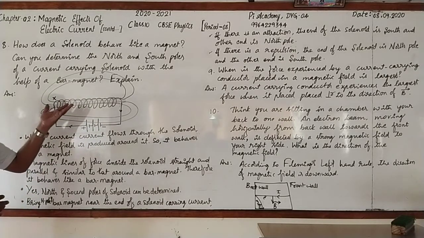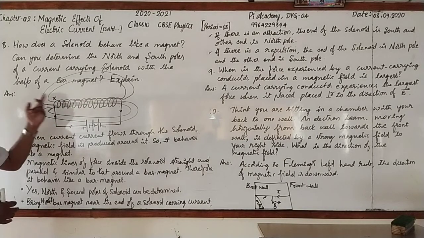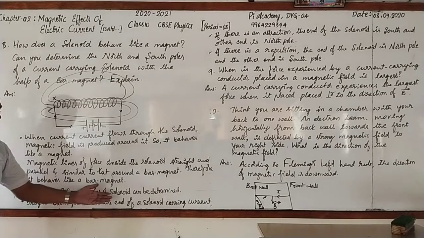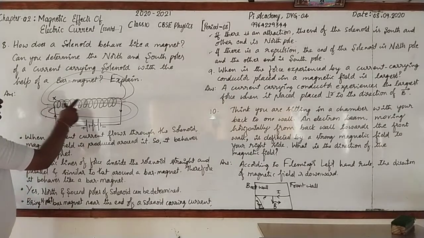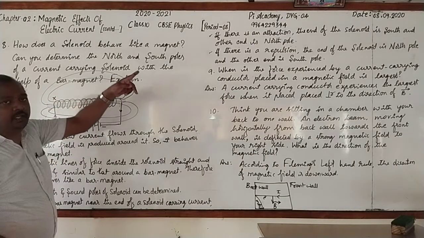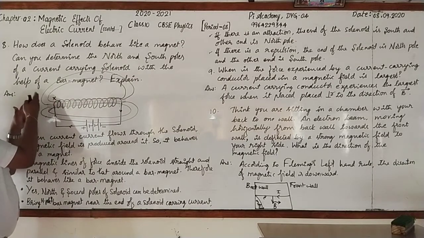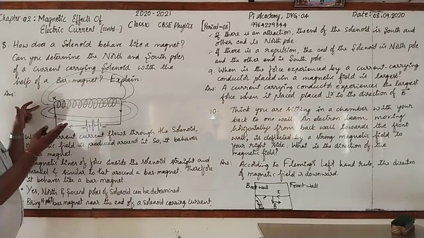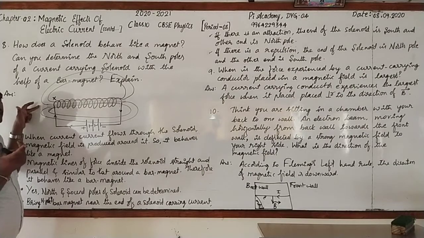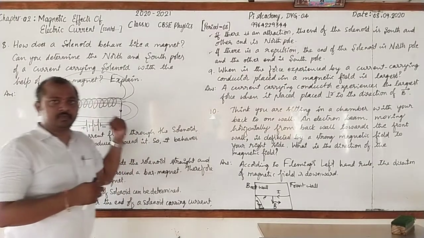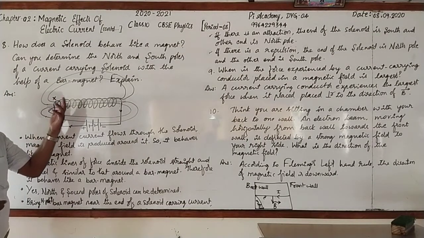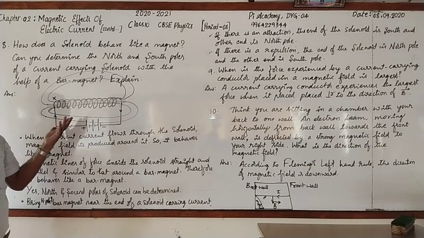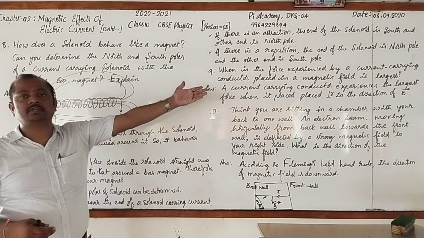Then if you want to find the poles of the current carrying solenoid, it is very simple. If you bring the north pole of a bar magnet near any one of the ends, if there is an attraction, then obviously that end will be south, because unlike poles attract each other. If there is a repulsion, if the north pole of the bar magnet is there, then the north pole of the solenoid will also be there. That end will be considered as north, and its opposite end will be south.